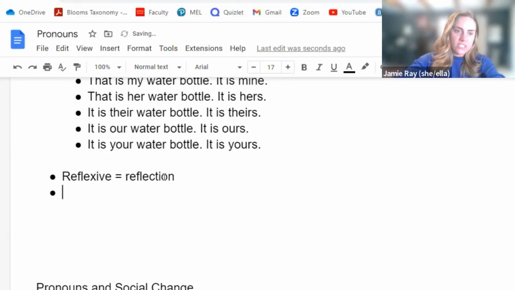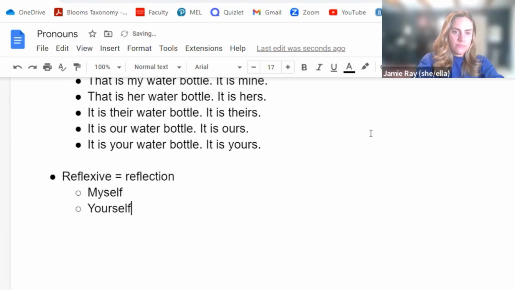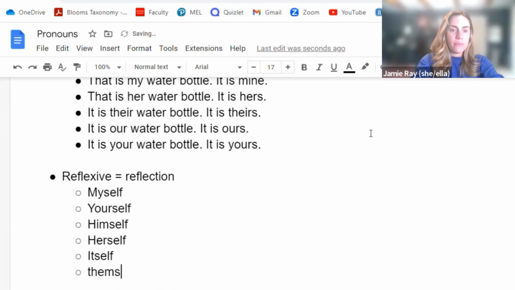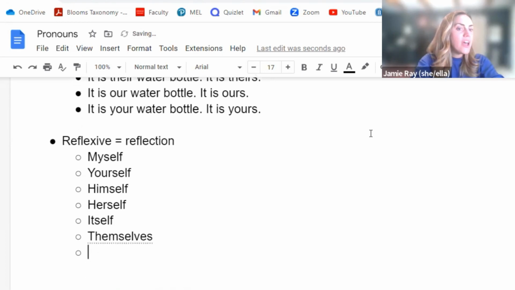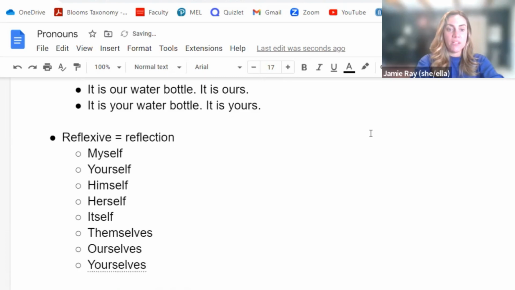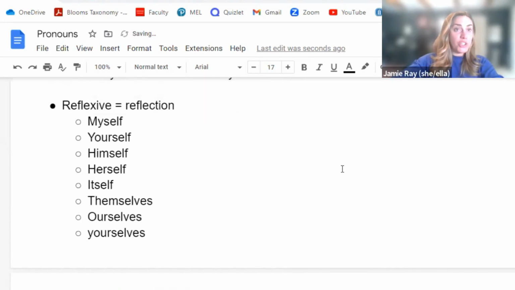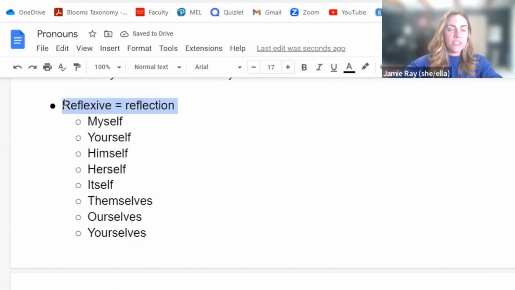Okay, so let me show you what these look like. Myself, yourself, himself, herself, itself, themselves, because it's plural, ourselves, because it's plural, and even yourselves, because sometimes we use you not to just talk to you, one person, but you as a group of people. So these are all reflexive pronouns, and I want to show you how to use them. Remember, we use them when we're thinking about reflection.